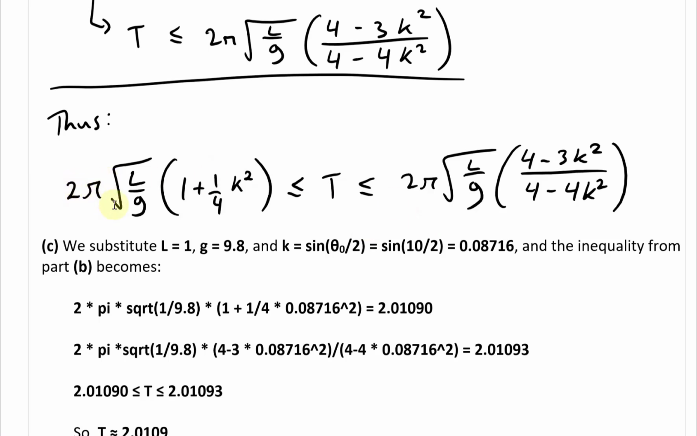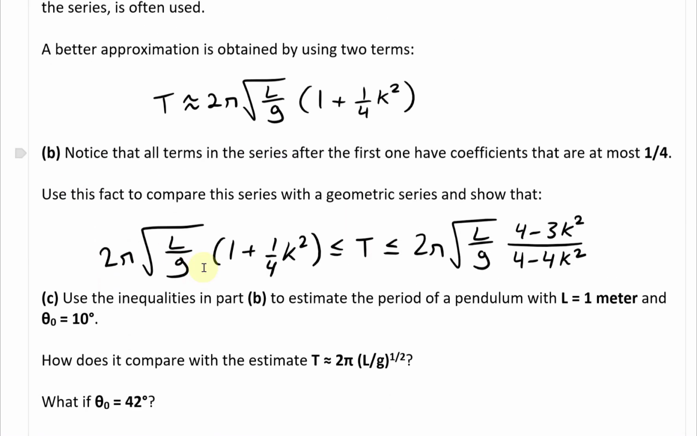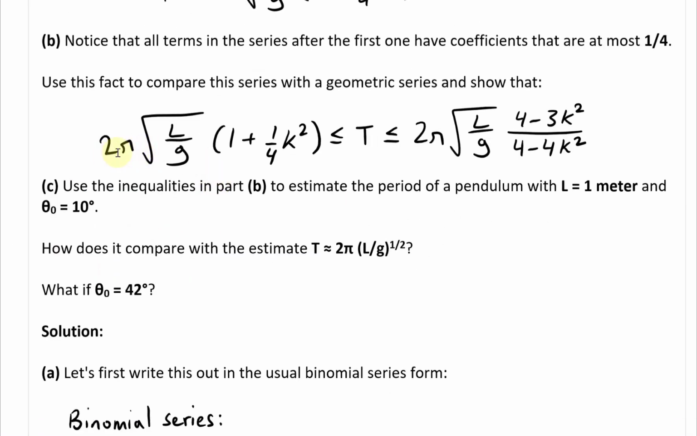So the number is 2 pi times square root L over G, and then the only difference between these two is the inside is going to be 1 plus 1 over 4k squared. And this one's got the 4 minus 3, and this one's 4 minus 4, and k squared on the top and bottom. And yeah, we're back to where we started. So here's question B. We have the 2 pi square root L over G, same sides, and then we have this 1 plus 1 over 4k squared, and then this 4 minus 4, 4 minus 4, and k squared on top and bottom.